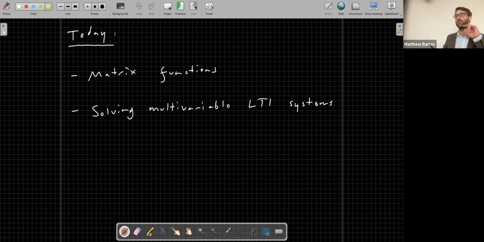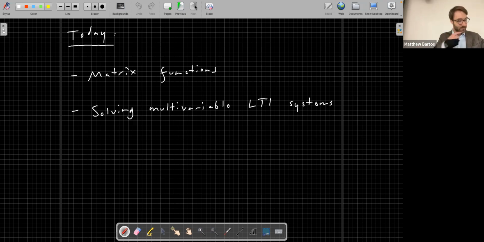Okay, so today we're going to be covering two major topics. We are going to be covering matrix functions. So how can we apply arbitrary analytic functions to matrices? In particular, we're going to be interested in the matrix exponential. And using that discussion of how we can compute the exponential of a matrix, we're going to show how we can use matrix functions to solve multivariable LTI systems, which we've been talking about for a while. You know, in your homework, you showed how you could formulate LTI systems for multivariable problems. We're finally going to get to the point where we can solve those problems now.